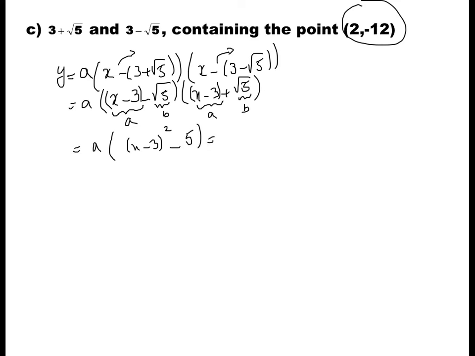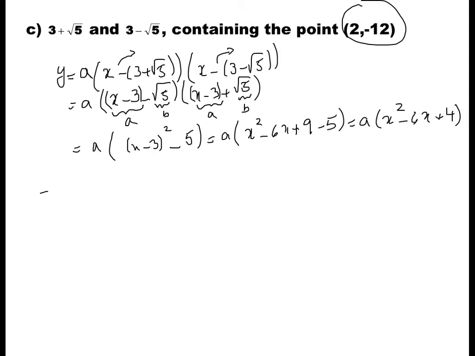Now I'm going to expand (x minus 3) squared. I'm going to get x squared minus 6x plus 9 minus 5. This is the same as x squared minus 6x plus 4. So this is my family of quadratics, but it has to go through the point (2, negative 12).